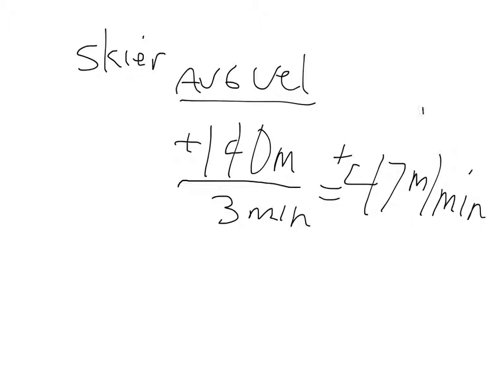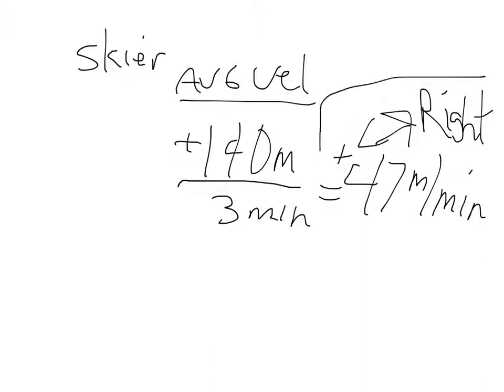Or you can just put the word right. But you wouldn't put both this and this. That wouldn't make any sense. So that would be the answer for the average velocity for the skier. Earlier we said the average speed was 140 meters per minute, so definitely not the same thing.